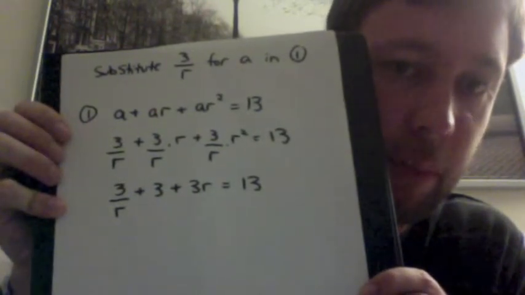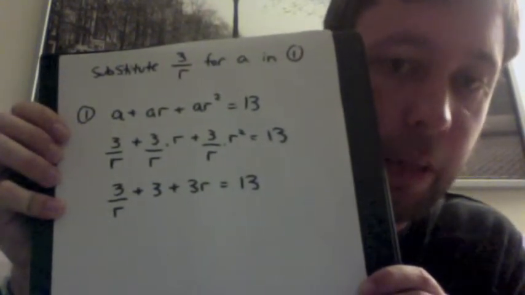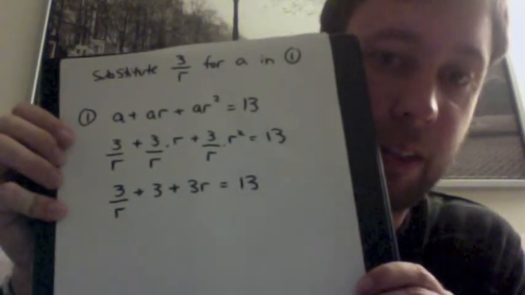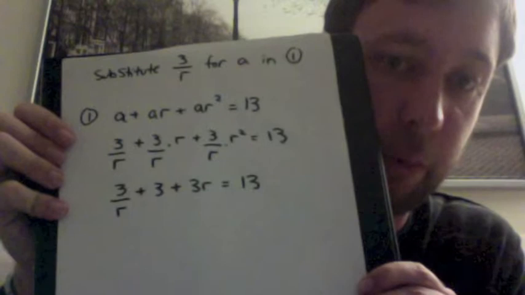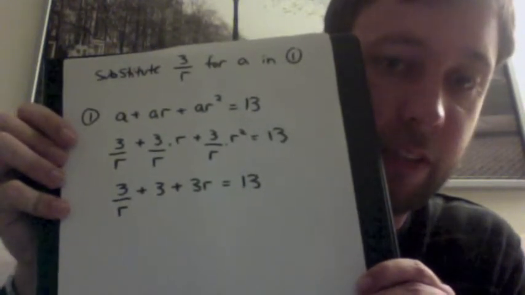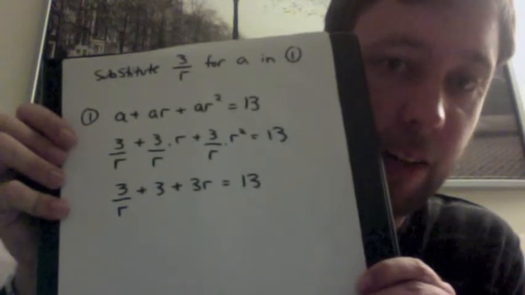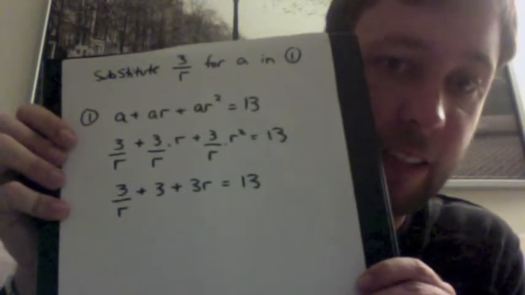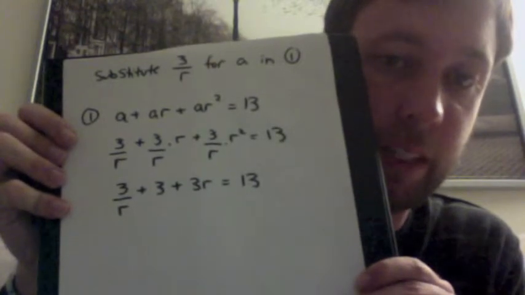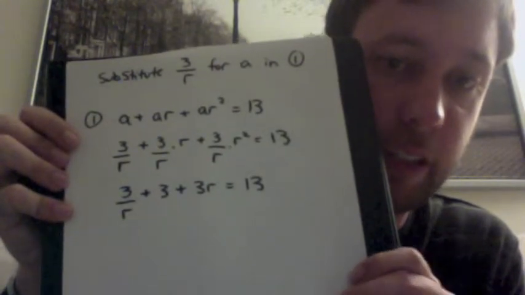Next, I'm going to simplify the equation. 3 divided by r remains the same. The next term, 3 divided by r times r, you're dividing by r and multiplying by r, and that's just going to keep the number 3. So 3 divided by r times r is 3. 3 divided by r times r squared, we're dividing by r, but then multiplying by r twice. Therefore, we're going to be left with 3r. So 3 divided by r plus 3 plus 3r equals 13.